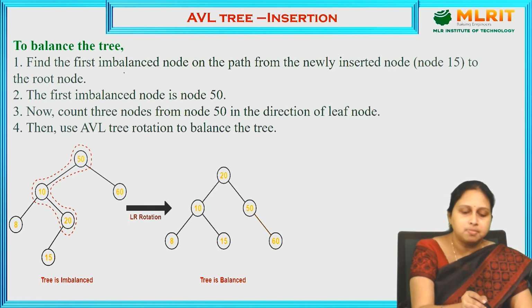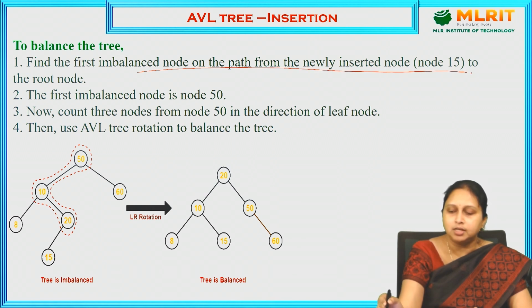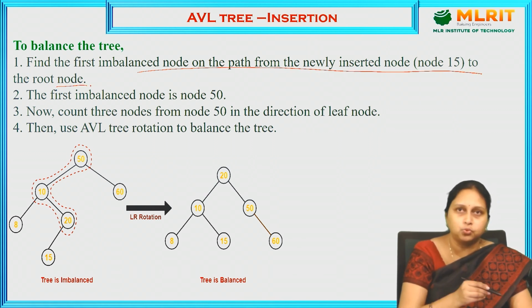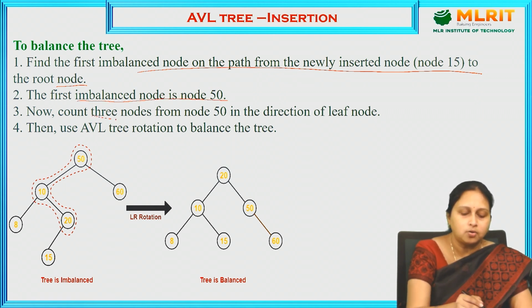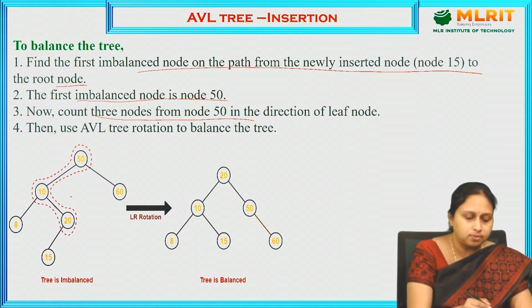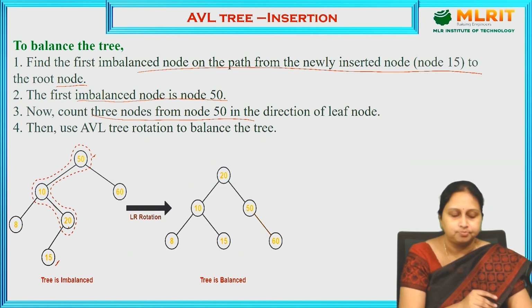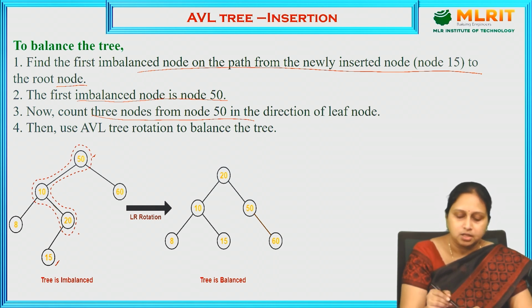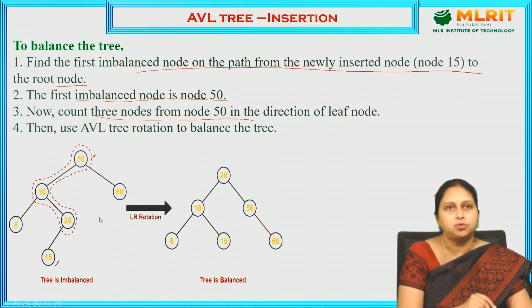The first imbalanced node on the path from the newly inserted node 15 is the root node. We have verified, right? The first imbalanced node is 50. So now count the 3 nodes from the node 50 in the direction of the leaf node. From here, I need to count. This is imbalancing, right? From there, you need to verify toward the node which you have inserted, which is 15. From there, we need to check for the 3 nodes. These are the 3 nodes, right? That's why we need to perform the rotation now.